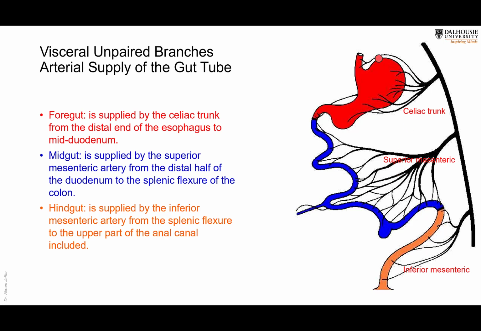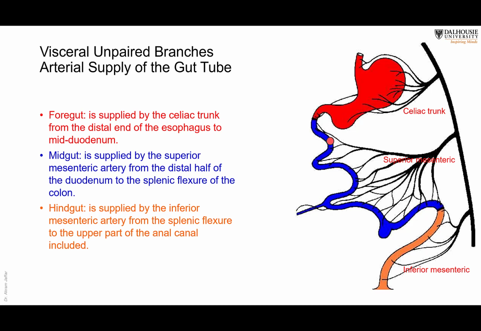So the foregut is from the esophagus, stomach, and part of the duodenum. It's the level of the major duodenal papilla. So half of the second part of the duodenum. Remember the major duodenal papilla, which receives the opening of the pancreatic duct and the bile duct? That's the border between foregut and midgut.